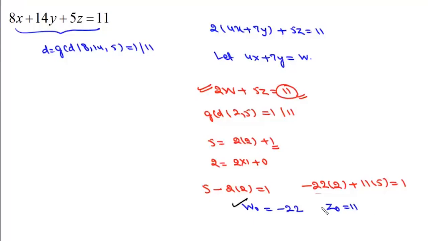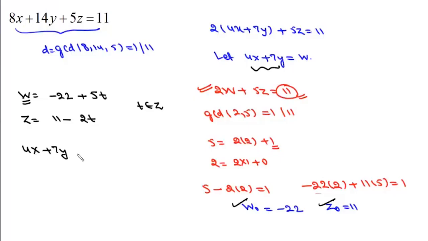Now we can write the general solution for both. Now this w will be w0, which is minus 22, plus b upon d. b upon d is 5, so it will be minus 22 plus 5t, and z is 11 minus 2t, where t belongs to Z. Now here we need the solution in x, y and z, not in w and z. Now we'll put the value of w here. Now this w is 4x plus 7y. So we can write 4x plus 7y is equal to minus 22 plus 5t.